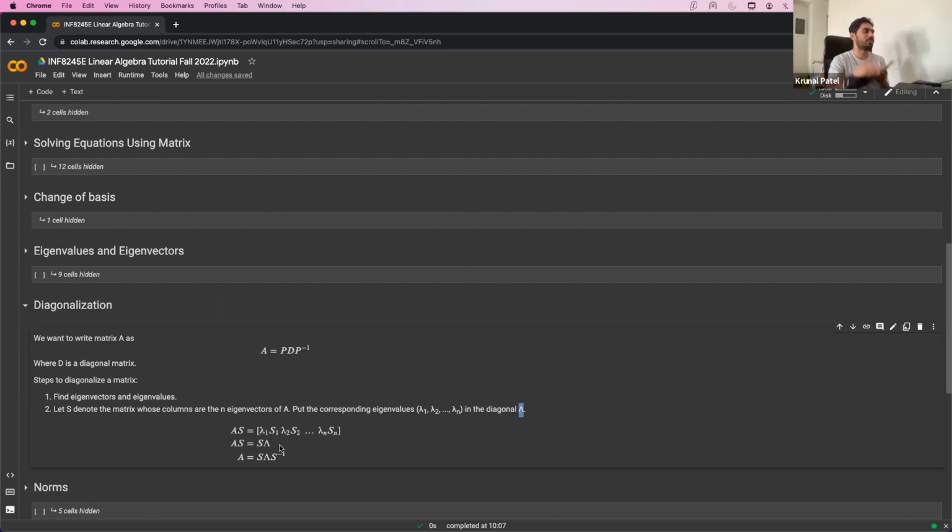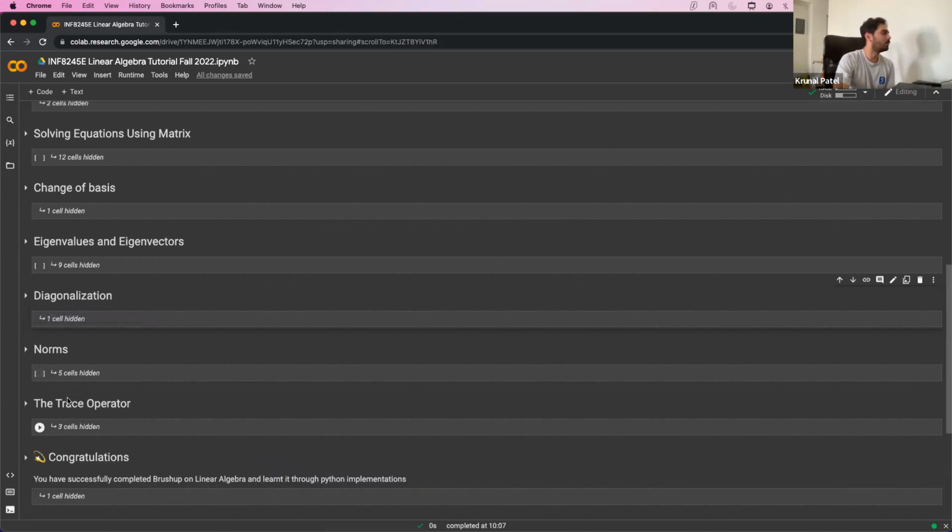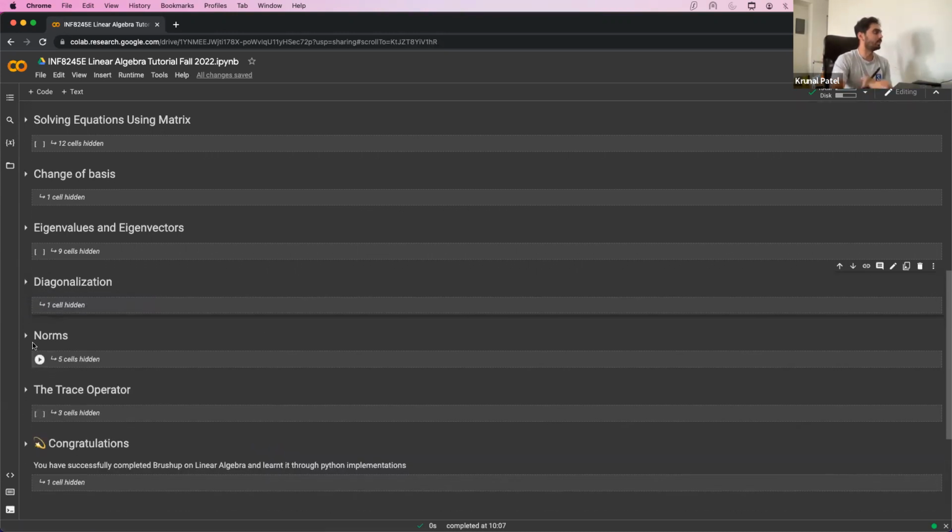So it's very easy to notice that if you multiply by S inverse on the right hand side, then you get A as S lambda S inverse, and S is your desired P. Lambda is the diagonal matrix made of eigenvalues, and S inverse is your P inverse, right? So that's how you do the diagonalization using eigenvectors and eigenvalues. Now we will jump on to the slightly less important stuff, which is norms.